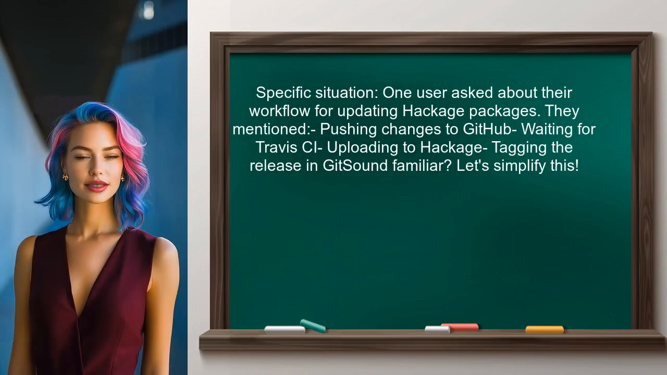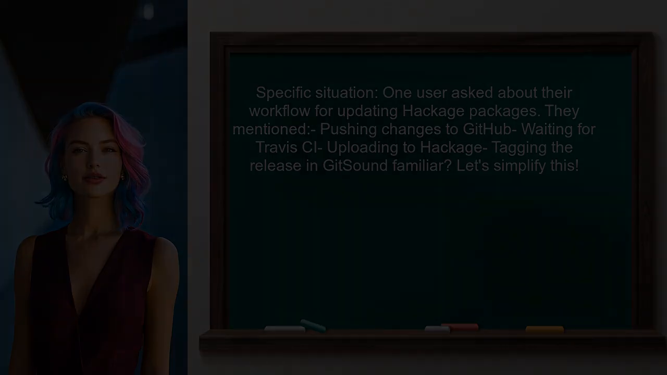Here's the specific situation we're addressing. One user asked about their workflow for updating Hackage packages. They mentioned pushing changes to GitHub, waiting for Travis CI to run, uploading to Hackage, and tagging the release in Git. Sound familiar? Let's explore how we can simplify this process.